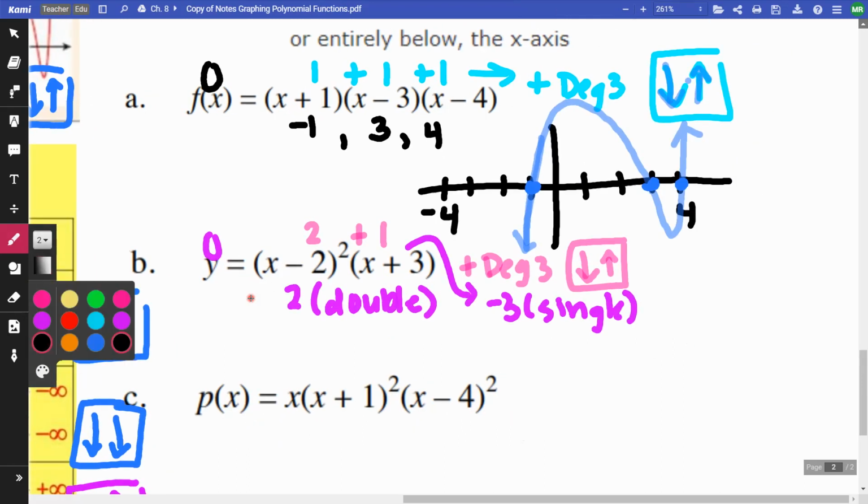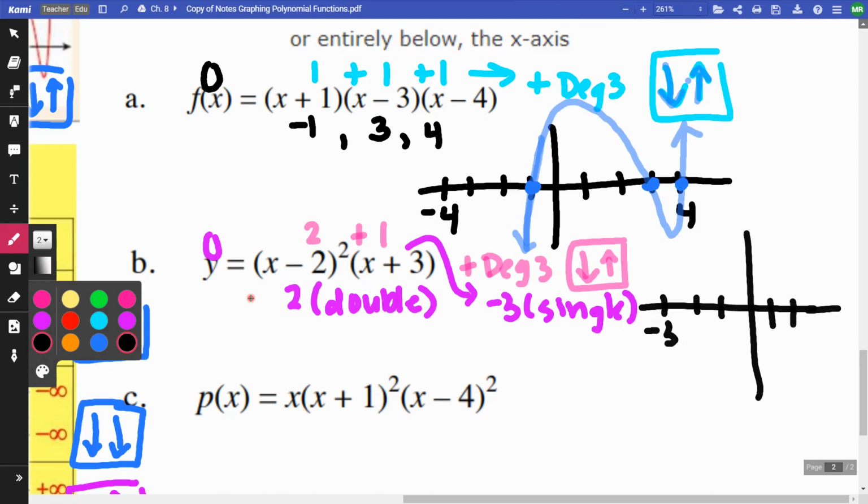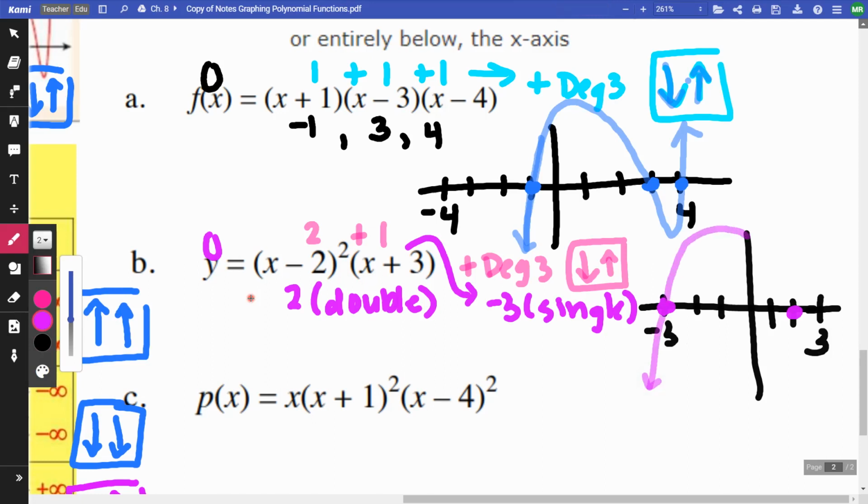So when I graph this, 1, 2, 3, 1, 2, 3, and I have at -3, and I have at 2. And when I'm doing this, again, it's going to start below. And what happens is that -3 is a single. So it's going to go through like a line. And then when I come to the next one, which is a double, it's going to be like a parabola. It's going to bounce off. That's what all double roots look like. It's not going to go through. It's going to come and bounce back.